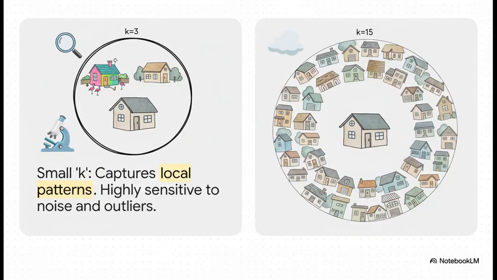Yeah, choosing K is a real balancing act. If you pick a small K, like you see on the left, you get really good at spotting local patterns, but you can be easily thrown off by weird outliers, like asking only your one really eccentric neighbor for advice. But if you pick a large K, on the right, you get a much more stable, smooth prediction, but you might miss some of the important local details. Oh, and a little pro tip, data scientists almost always choose an odd number for K. Why? To make sure there are no ties in the final vote.